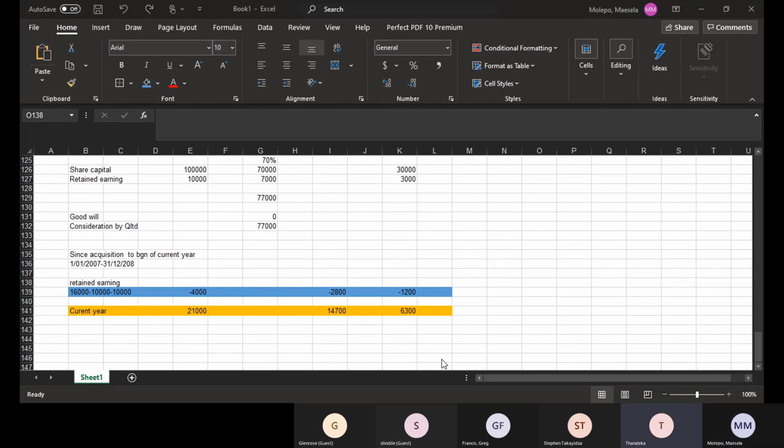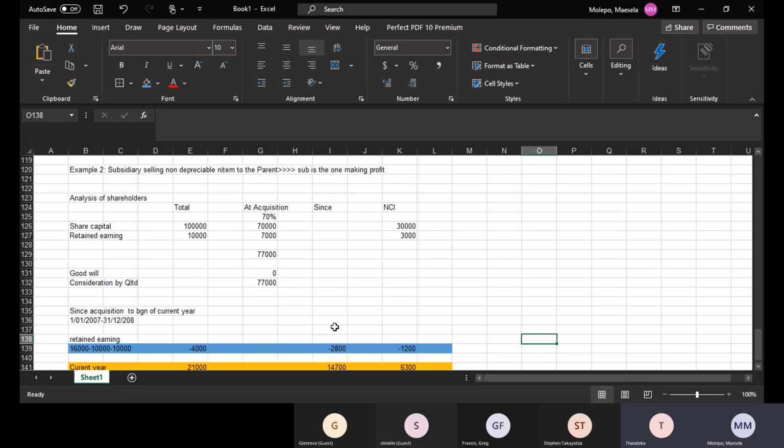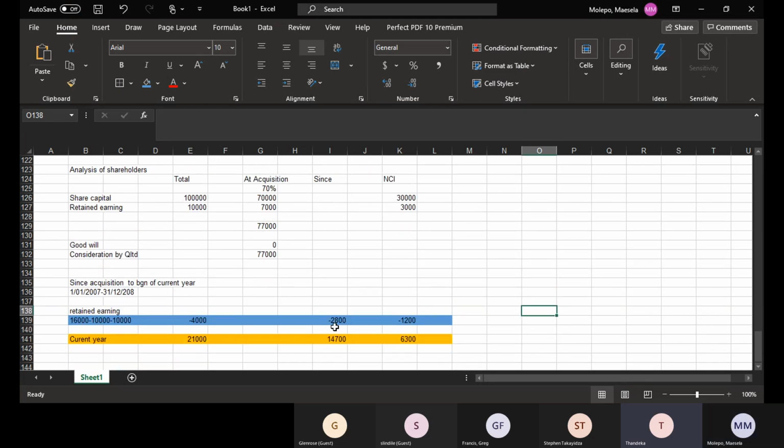Hello? Can you run through it again, Mr. Molep? Sorry? Can you just go through it again, this example? On my part, it's a bit confusing because of the negative balance. So if you can just state it again.